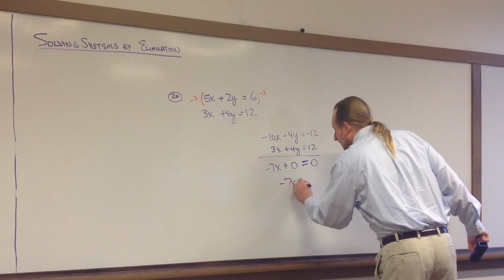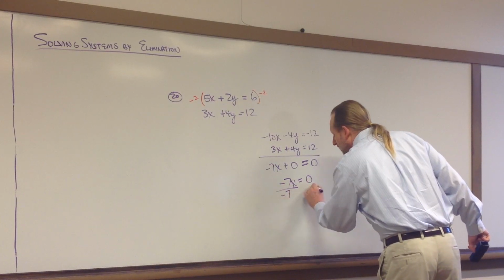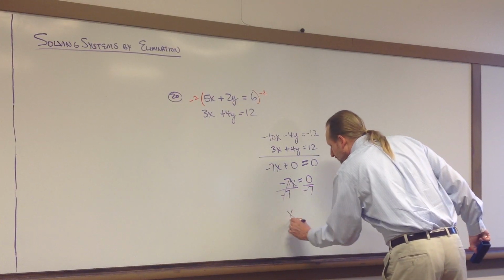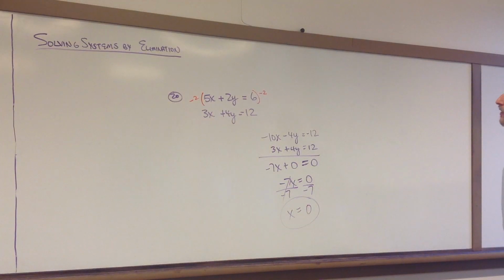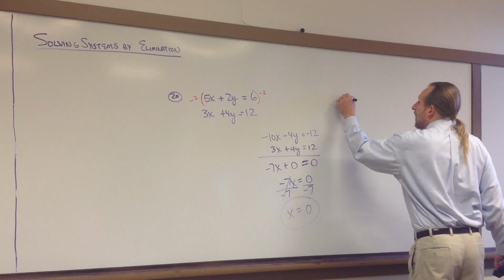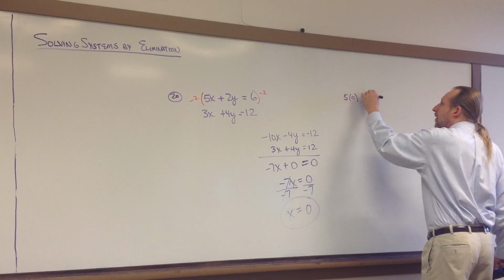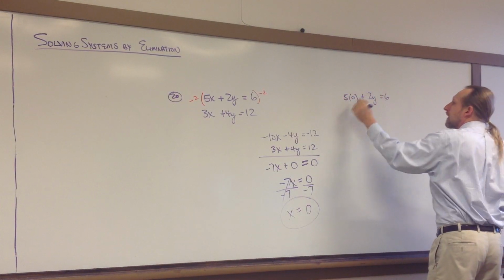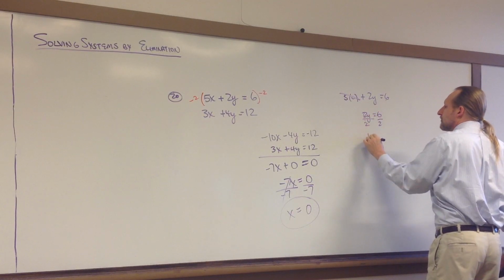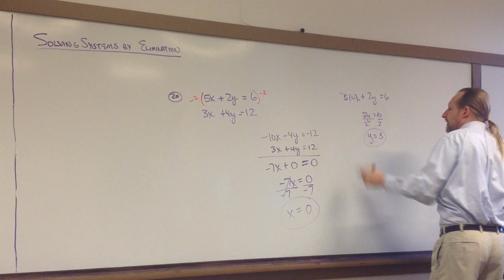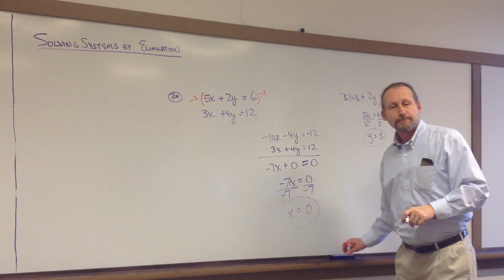So, negative 7x equals 0, and again, don't get freaked out. 0 divided by negative 7 is equal to 0. So, if x is 0, that means y is going to be 3. Right? That's 0, 2y equals 6, and so y is equal to 3, x is equal to 0.